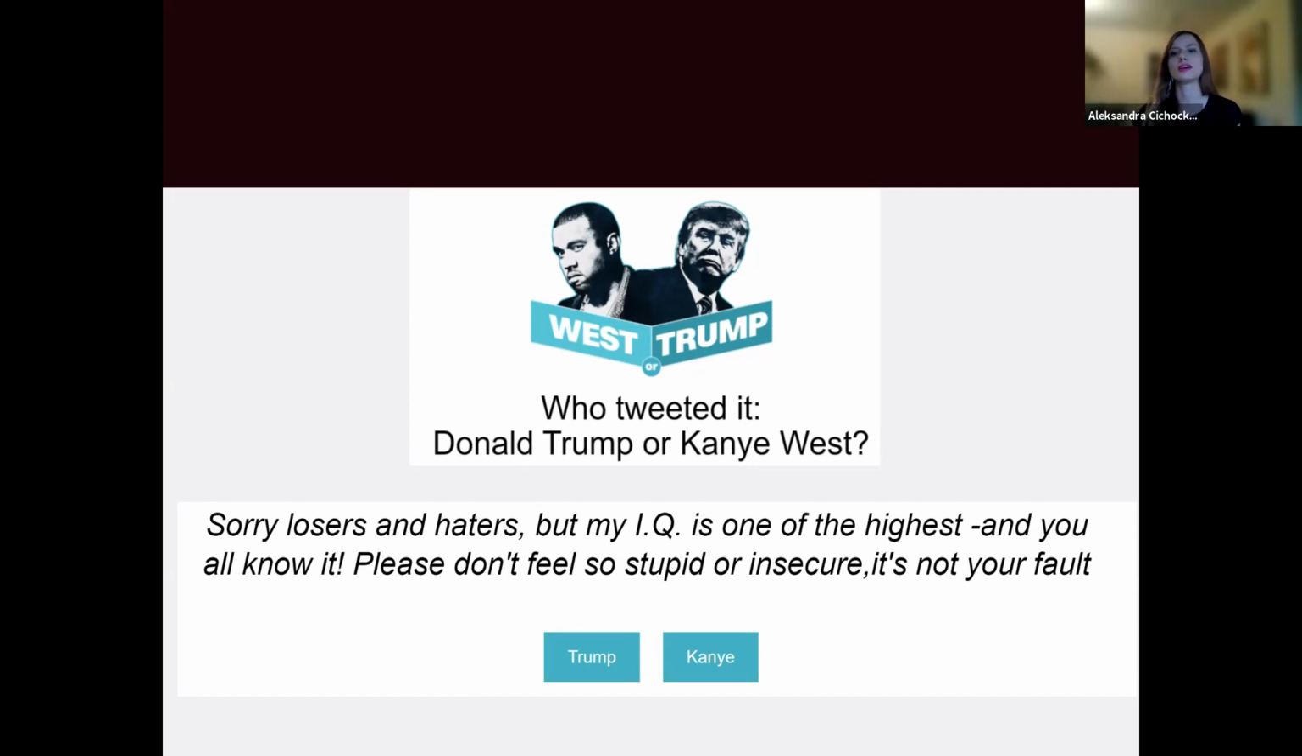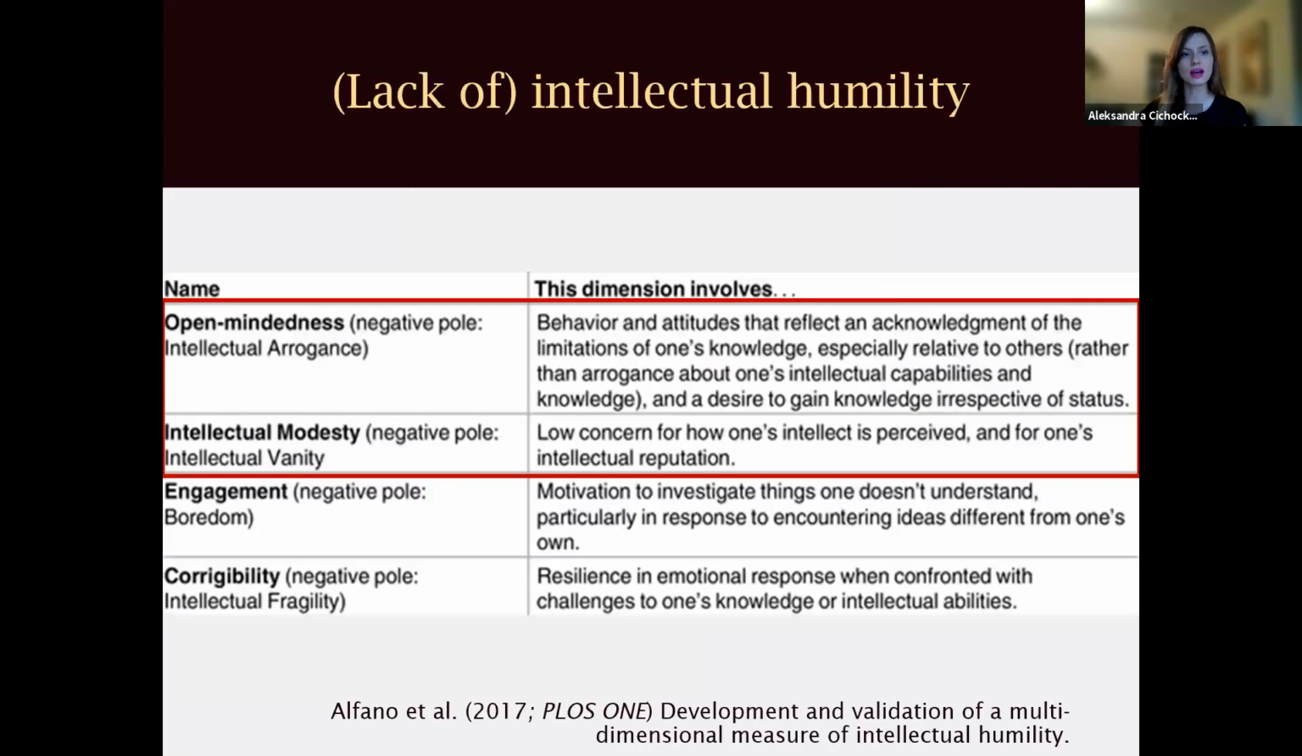I encourage you to take it. And this illustrates quite well that at least some components of lack of intellectual humility might include intellectual arrogance about one's intellectual capabilities and knowledge, as well as intellectual vanity, right? So intellectual humility is associated with low concern for how one's intellect is perceived and for one's intellectual reputation.